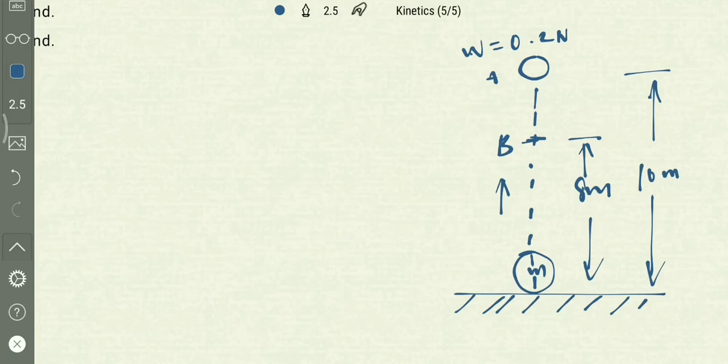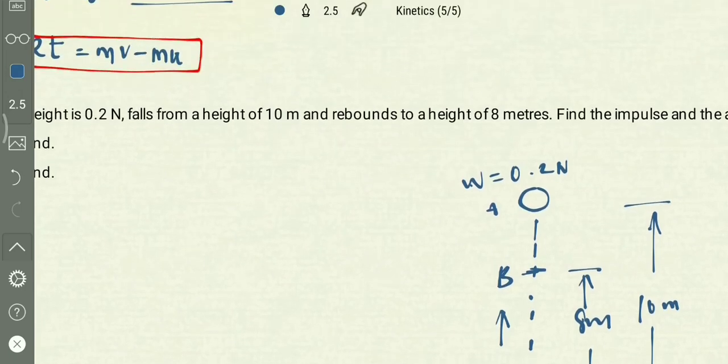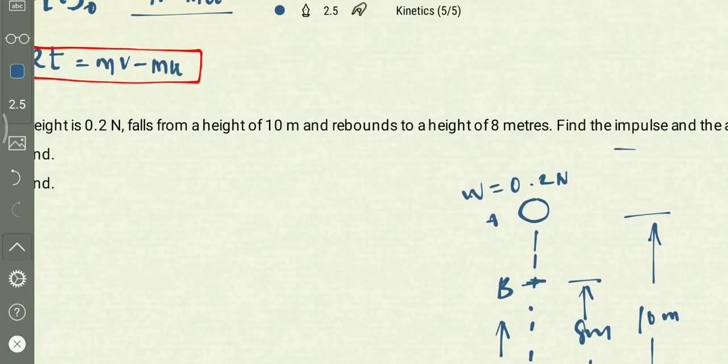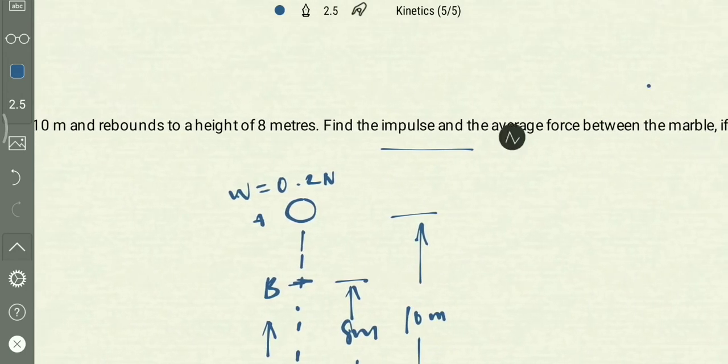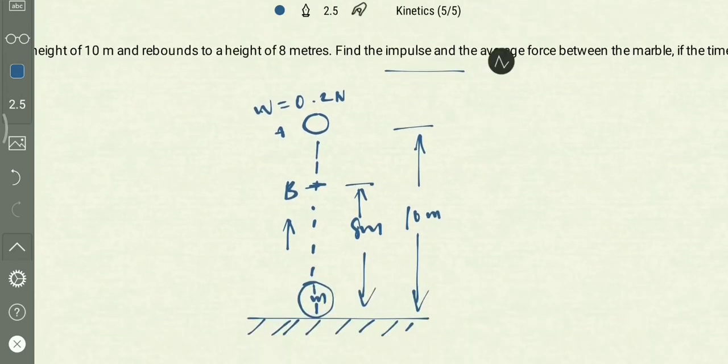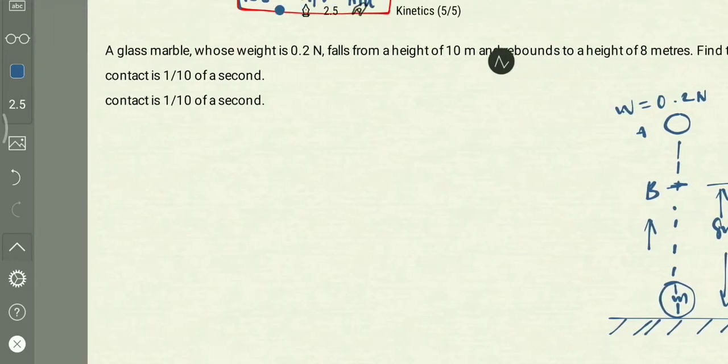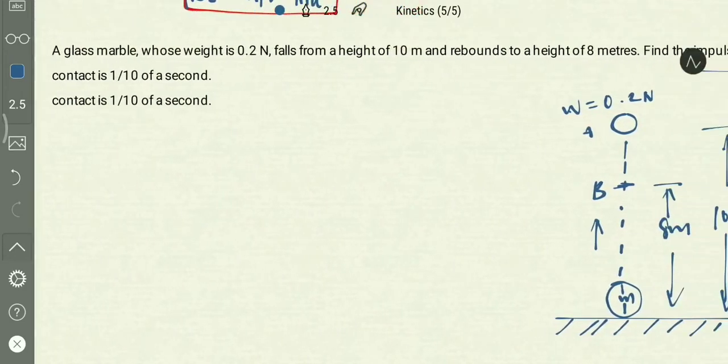So what is asked to find? Find the impulse and the average force. So how to find this? The impulse momentum equation is Ft = mv minus mu. This is the impulse momentum equation.